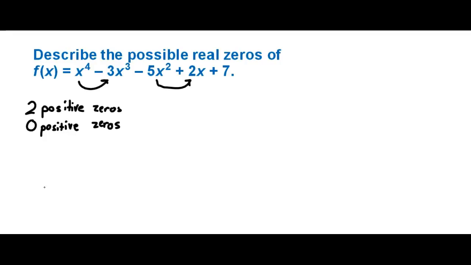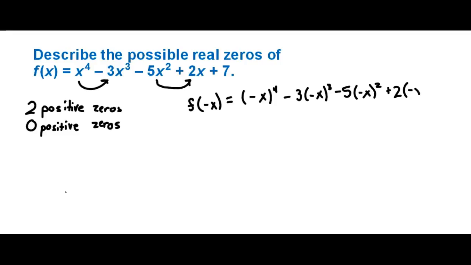Let's now look at how we would find the number of possible negative zeros. Now, for possible negative zeros, what I'm first going to want to do is figure out what f of negative x is. And with this function, it's going to be negative x to the fourth minus 3 times negative x cubed minus 5 times negative x squared plus 2 times negative x plus 7.